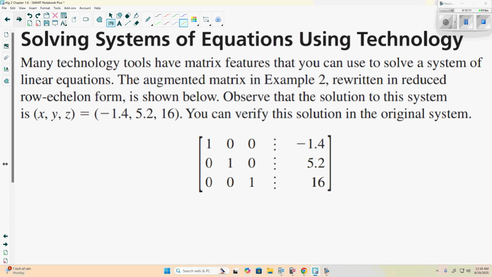Thank you. So, let's look at this here. Solving systems of equations using technology. So we've solved systems, 1-5. We spent 2 days solving systems of equations, yes? We can use these augmented matrices to solve them.